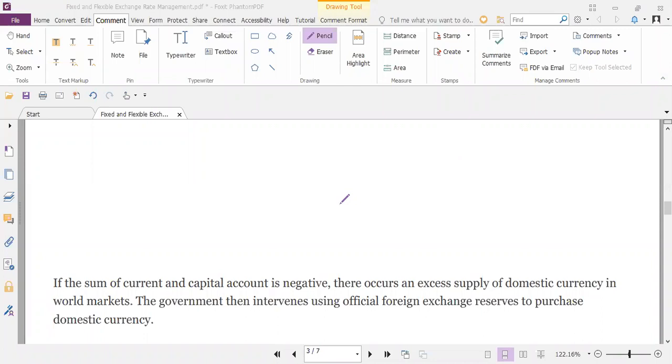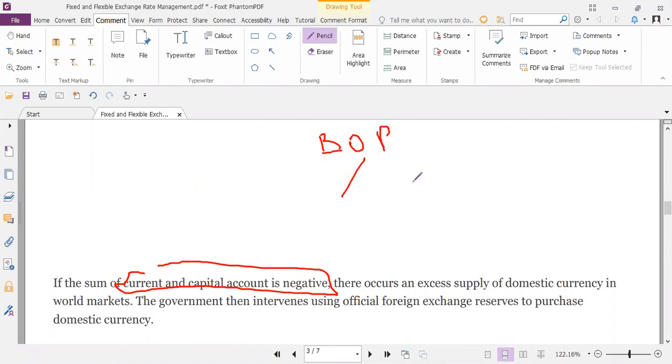Okay, so we'll look at this. If the sum of current and capital account is negative, there occurs an excess supply of domestic currency in the world market. So if the sum of current and capital account is negative, I've told you about these two accounts, right? You all remember this? Current and capital account. Where did we discuss this? Can anyone tell me? Yes, please respond. In the balance of payment. Balance of payment, right? So we have seen two types of accounts there, that is current and capital account.